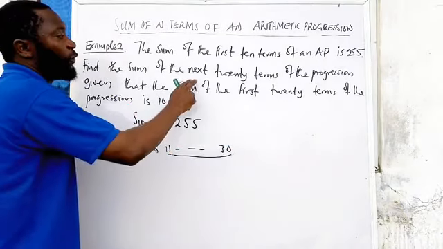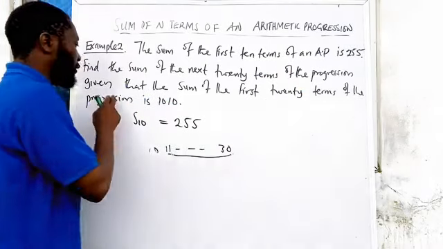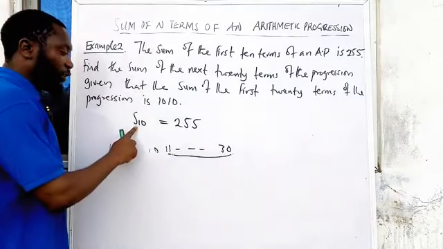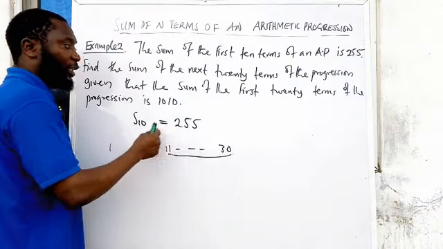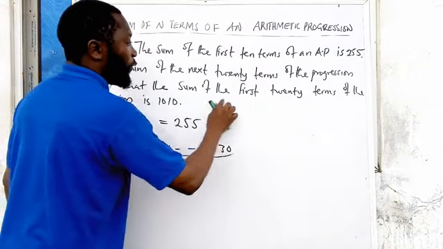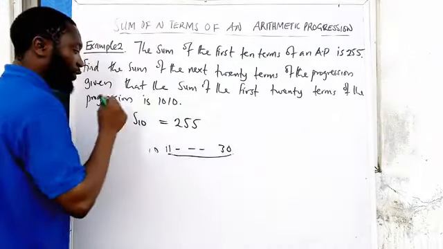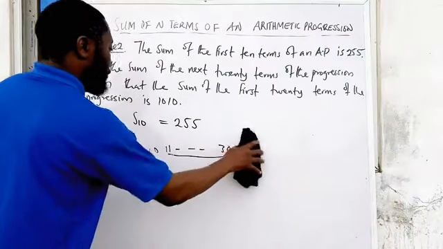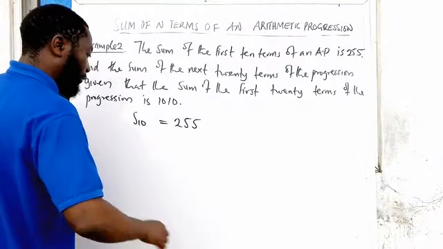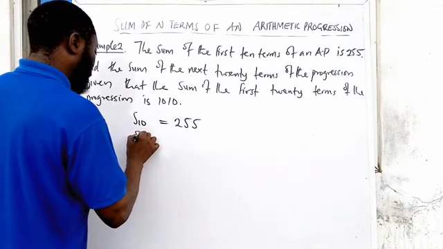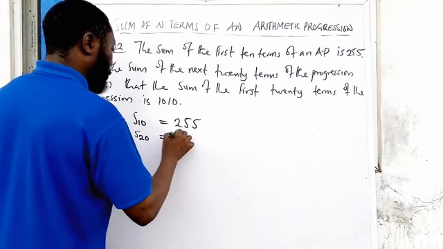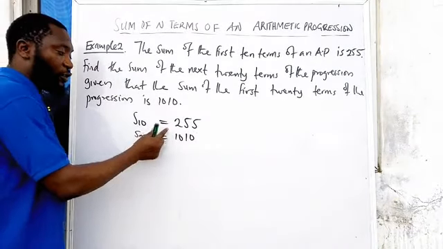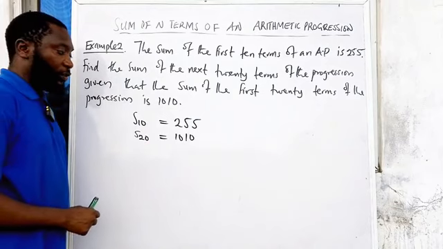then the question says find the sum of the next 20 terms of the progression, given that the sum of the first 20. Now, in the question we are given the sum of the first 10. In the same question again, we are still given the sum of the first 20 terms of the progression is 1010. Now, meaning our S20 equals 1010.